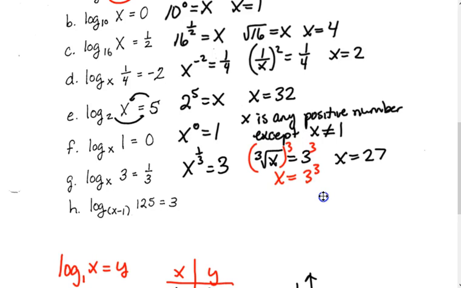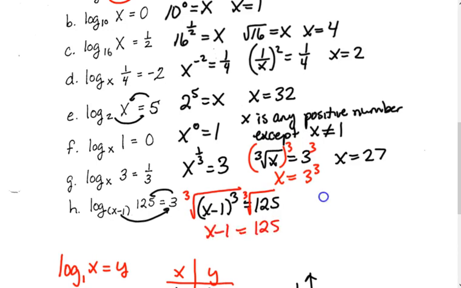The last one, here we've got actually a little function to solve. X minus 1 to the 3rd power equals 125. Then I can take the cube root of both sides and say x minus 1 is the cube root of 125. Well, the cube root of 125 is 5. 5 times 5 times 5 equals 125. So x equals 6.